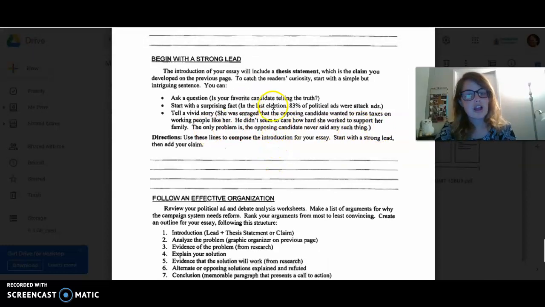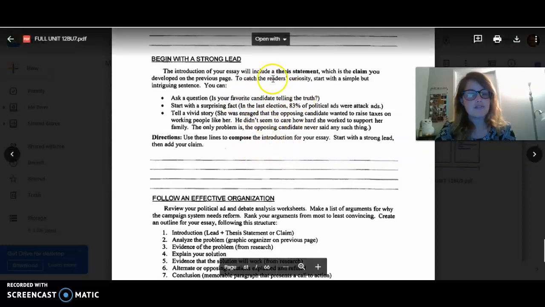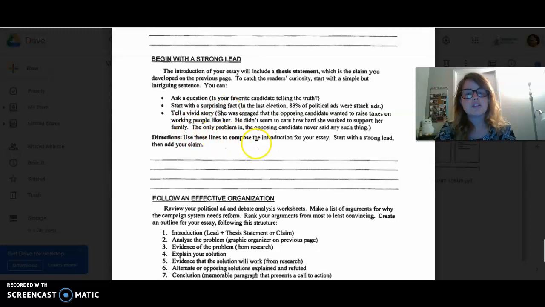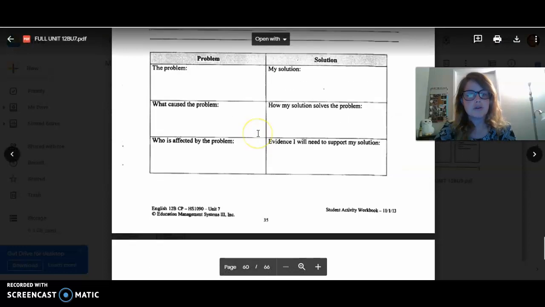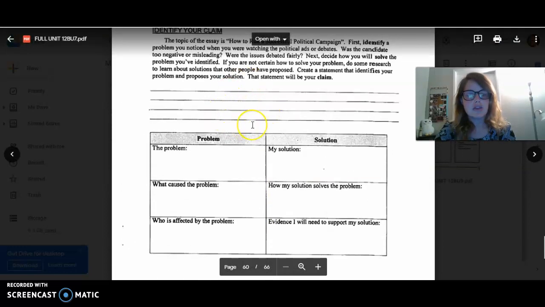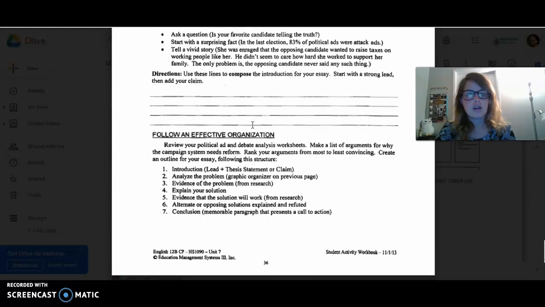So these are actually really useful examples for you because they have to deal with what you're actually writing about. Don't steal these, but choose something similar. Use these lines to compose an introduction for your essay. Start with a strong lead and then add your claim. So I put something like this, right? And then I go back here and then I put this. So that's what's going to go there.